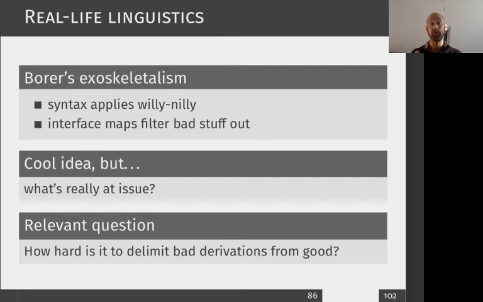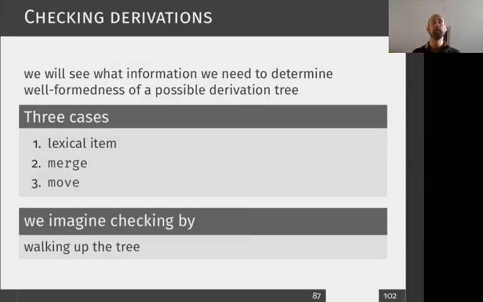If it's actually super hard to distinguish between bad and good derivations, then this idea is going to make the interface maps do a lot of heavy lifting. If on the other hand it's super easy, then maybe this is great because the interface maps don't have to do much extra work. So let's figure out how to check a derivation to see whether it's grammatical, whether it represents a sequence of steps, the carrying out of which will result in a well-formed, complete expression.